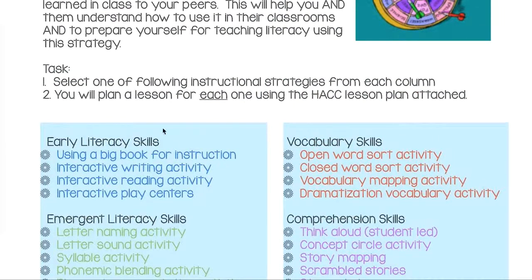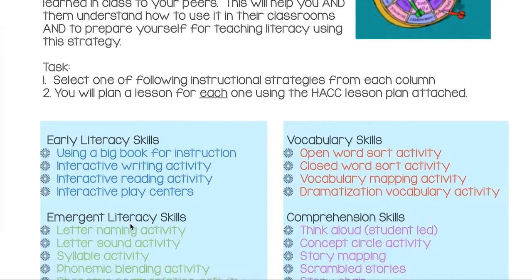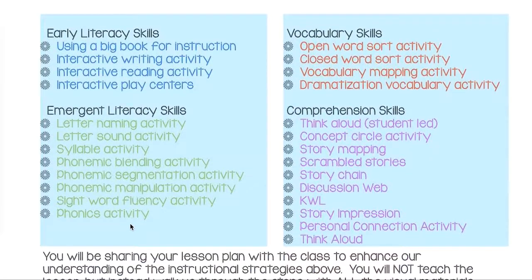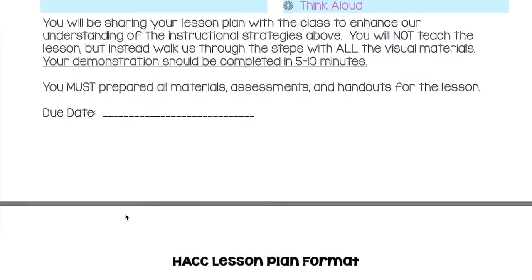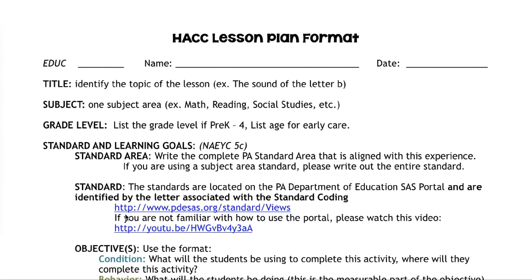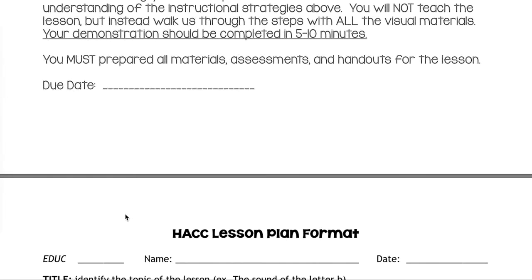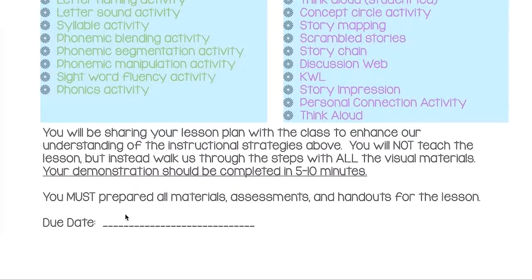So task 1 is to select one of those strategies, and task 2 is to make a lesson plan for this strategy. An example would be, I want to do a syllable activity from our emergent literacy skills. And so what I'll do is I'll go down to the Hack lesson plan format and I will plan a lesson plan about children identifying syllables and words. That's it.